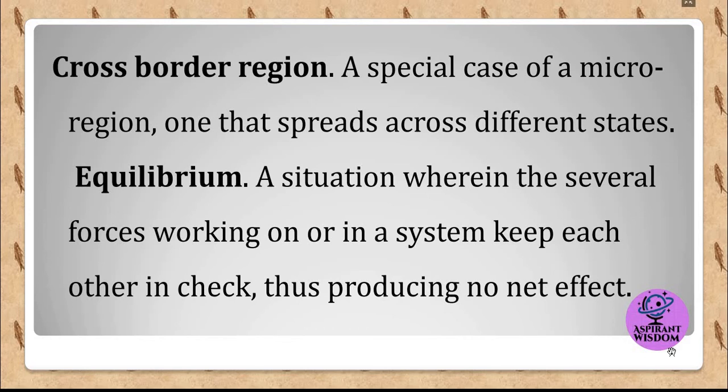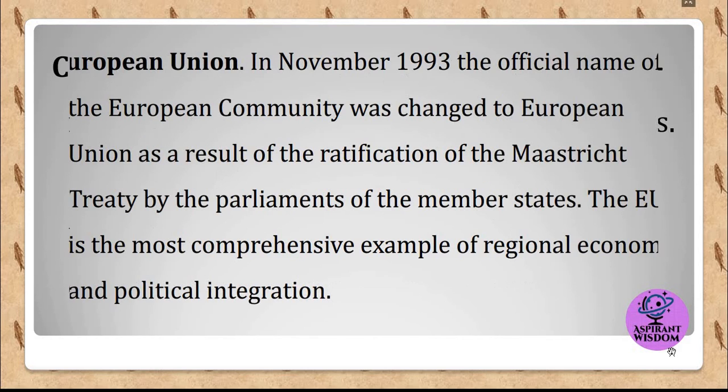European Union. In November 1993, the official name of the European Community was changed to European Union as a result of the ratification of the Maastricht Treaty by the parliaments of the member states. The EU is the most comprehensive example of regional economic and political integration.